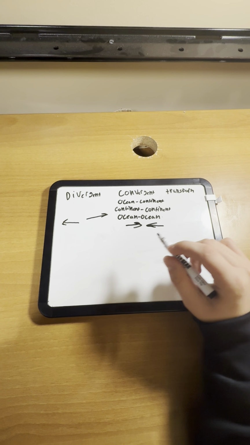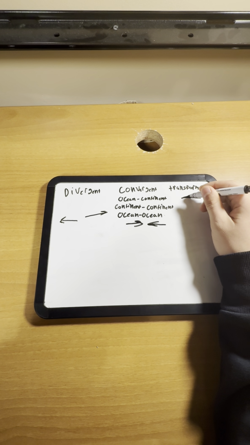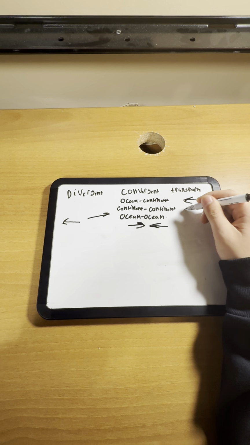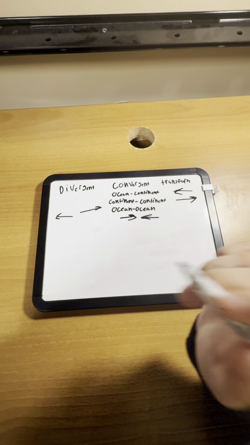On page 58, a transform boundary is explained as two plates moving parallel with one another but in opposite directions. A great example of this would be the San Andreas Fault on the west coast.